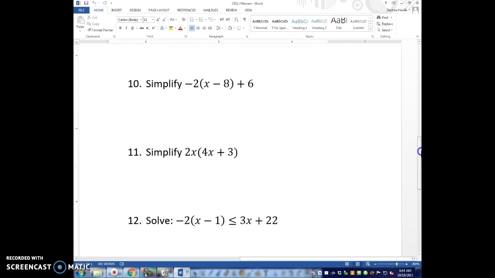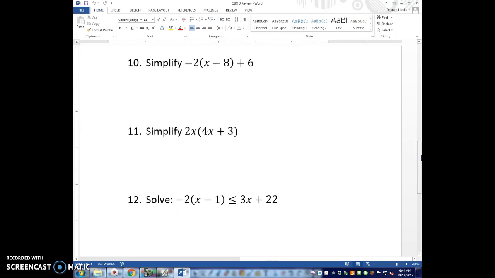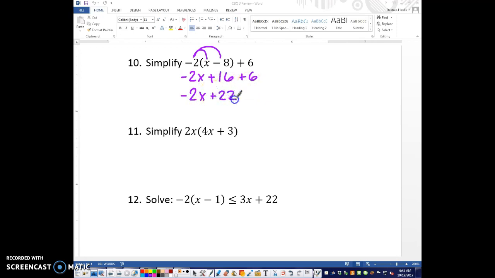Now let's look at number 10. It says to simplify. Don't throw in an equal sign. It just wants us to simplify. So negative 2 times x is negative 2x. Negative 2 times negative 8 is a positive 16. And then we have a plus 6 at the end. So combine like terms. Negative 2x, and 16 plus 6 is 22. Ta-da! Don't forget that a negative times a negative gives you a positive.